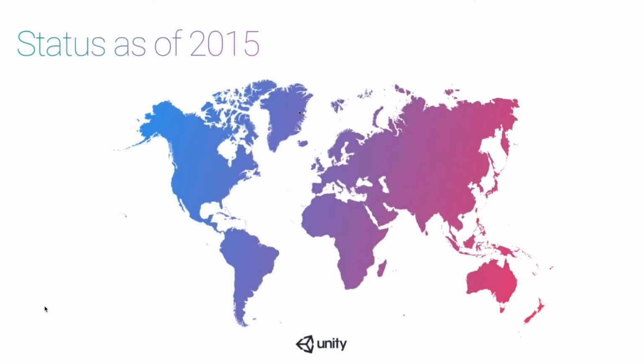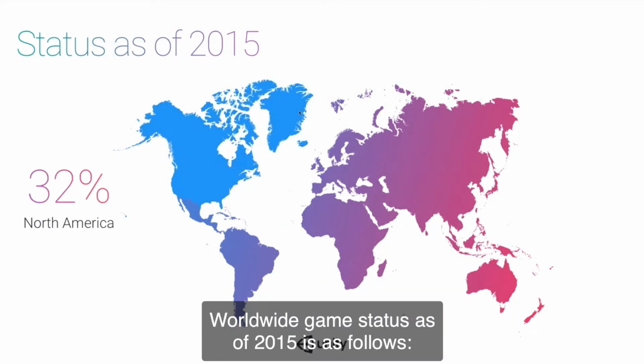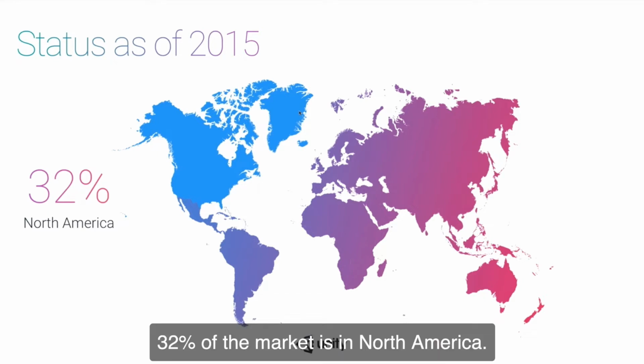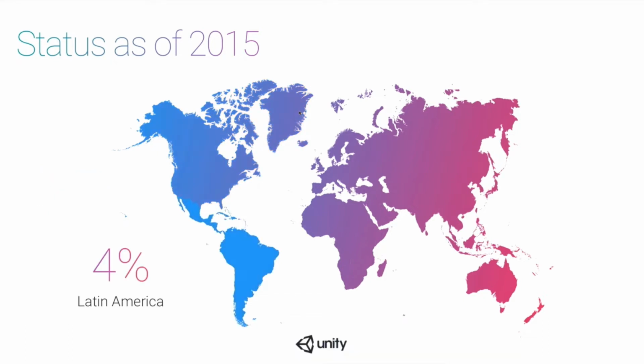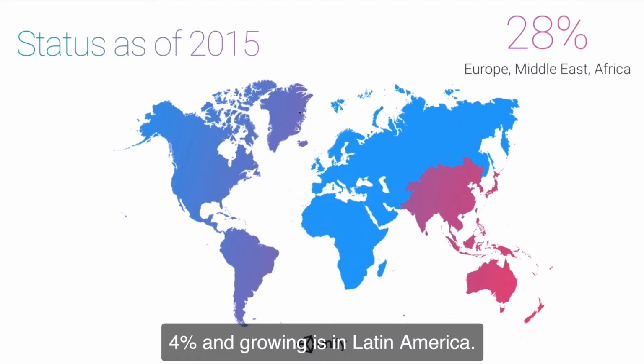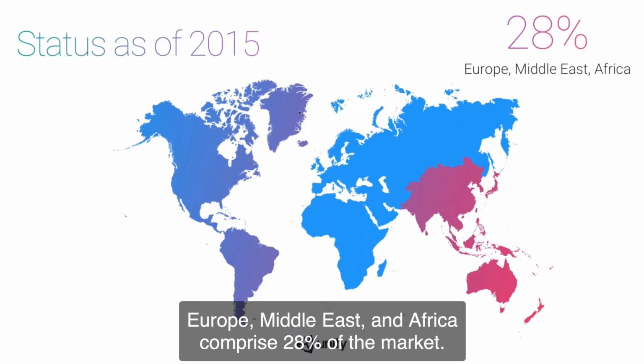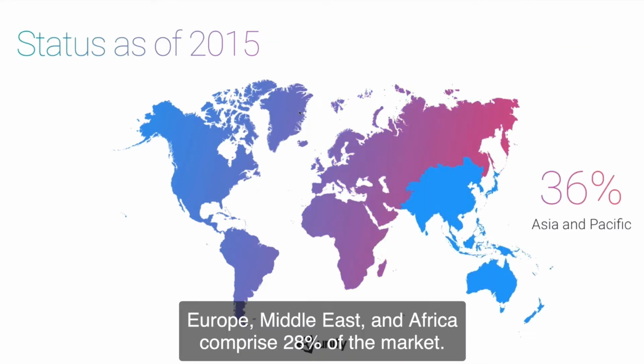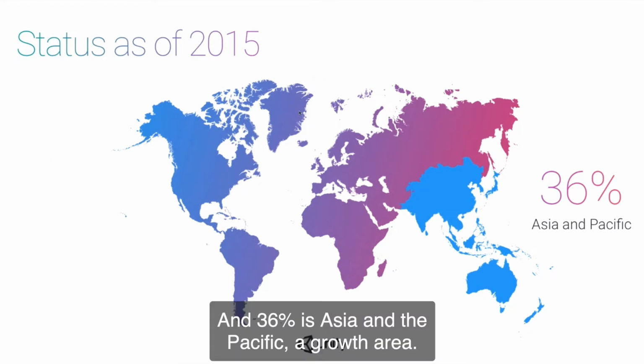Worldwide game status as of 2015 is as follows. 32% of the market is in North America. 4% and growing is in Latin America. Europe, Middle East, and Africa comprise 28% of the market, and 36% is Asia and the Pacific, a growth area.